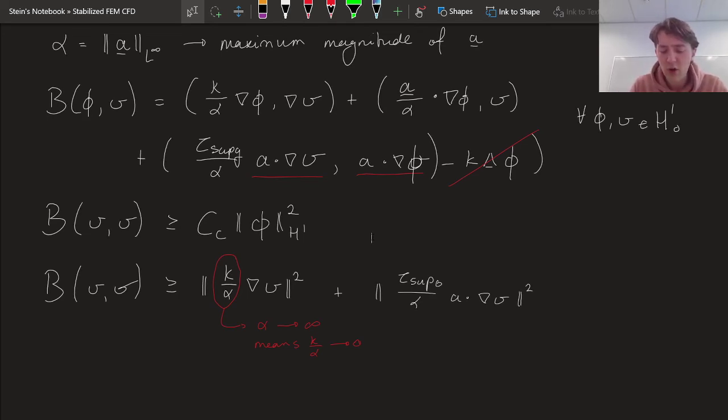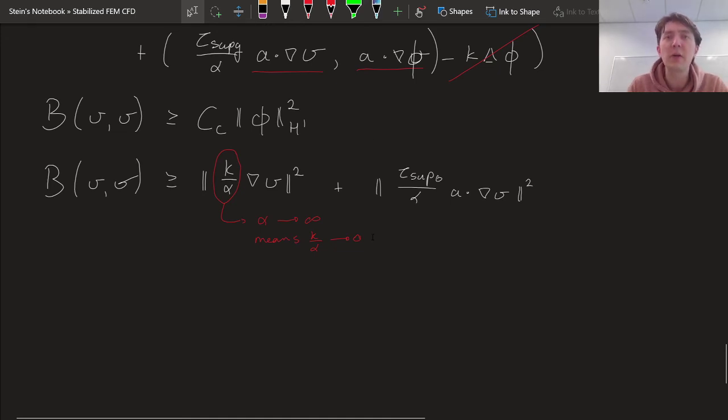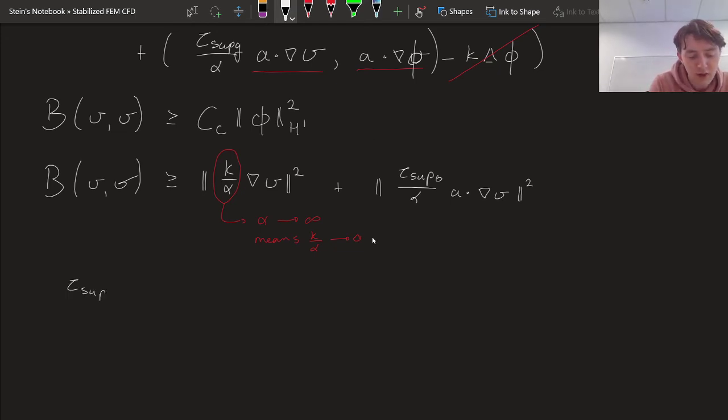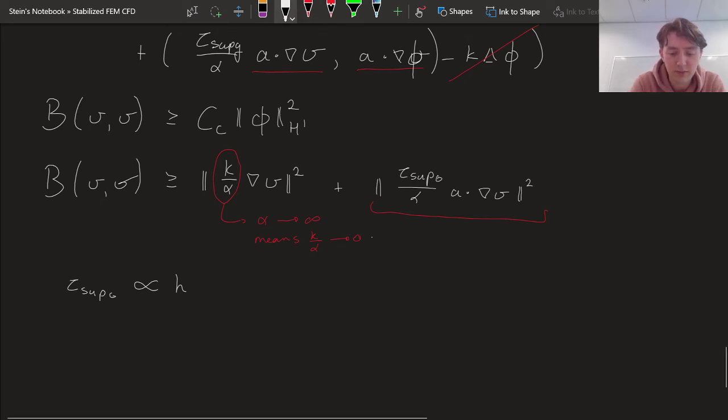So what else do we actually know about our stabilization parameter? Well, from our numerical experiments, we know that tau SUPG is going to be proportional to h. So that if we get mesh refinement, then at some point we can actually represent the solution quite well on our fine mesh. We don't need to add any additional stabilization, so we want our stabilization parameter to vanish in that case. So what else can I say about how I expect my stabilization parameter to scale such that this additional term is going to be independent of our advective field?